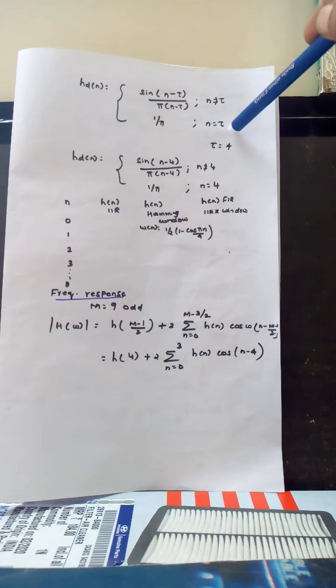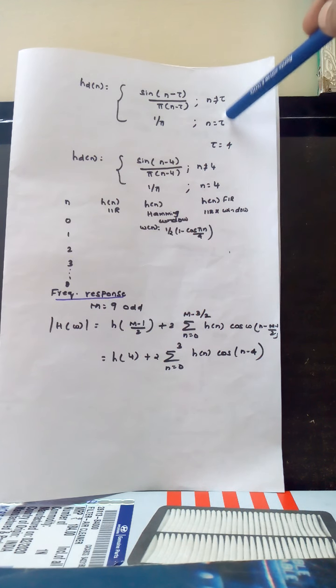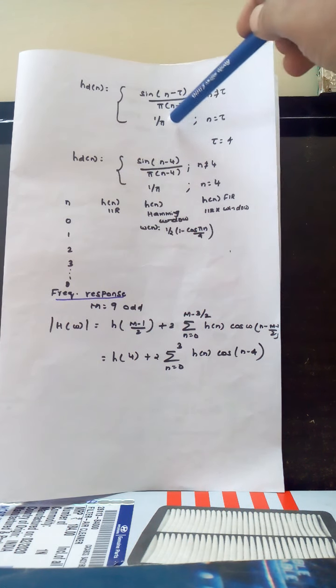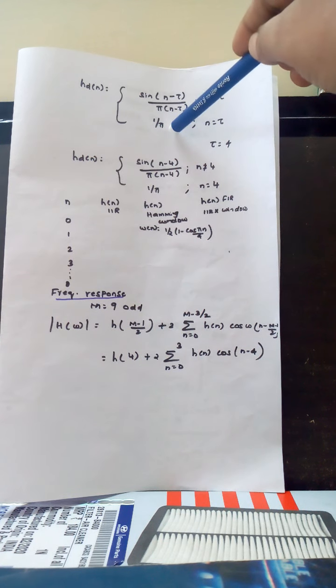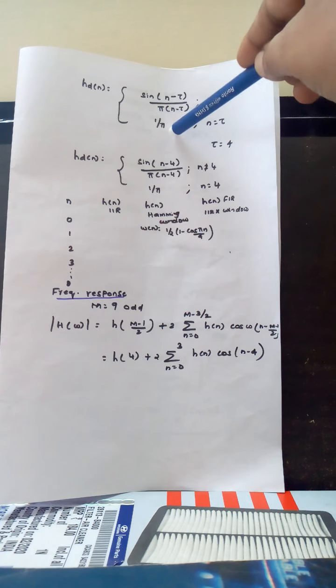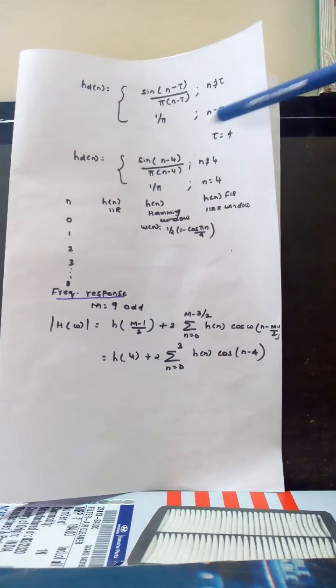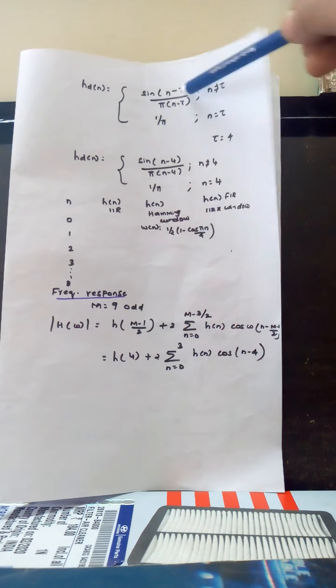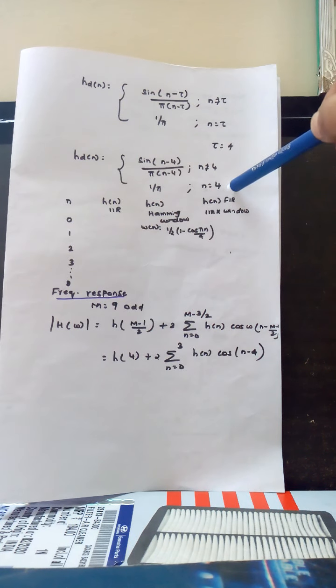When n is equal to tau, the n value will be replaced by tau. So we get 1 by pi. Here I have written it directly, I didn't solve it. So we get 1 by pi. The tau value we already know is 4. So if you substitute here, we will get this equation, correct?